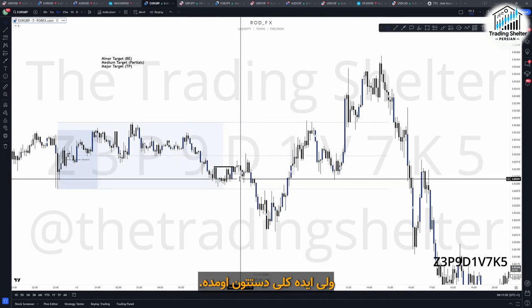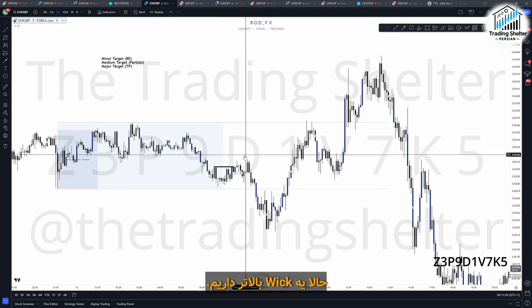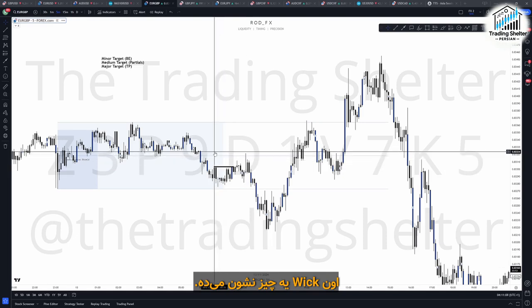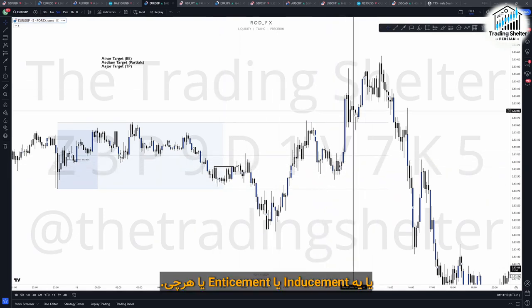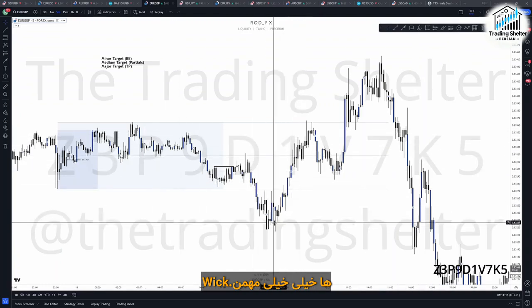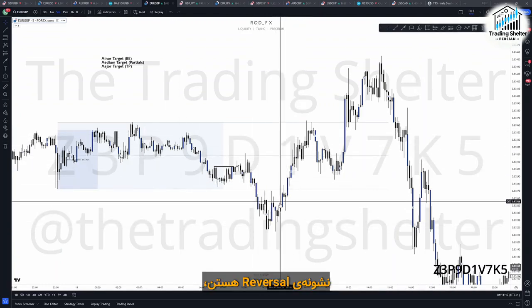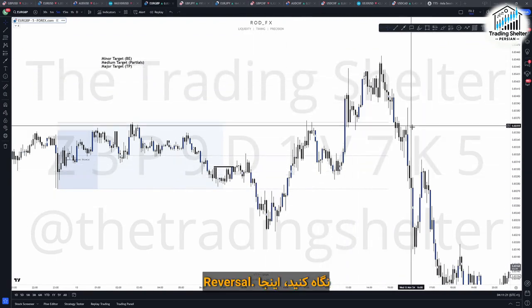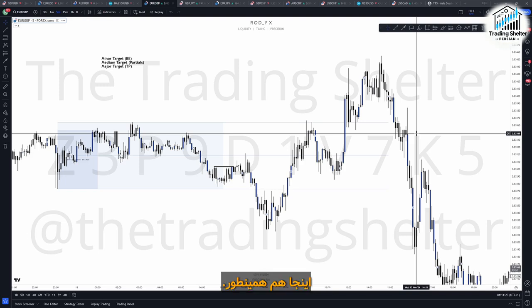Now there's a wick higher. That wick indicates one thing. It's either an inducement or an enticement or whatever, right? Wicks are very, very important. They signify a reversal or a strong reaction. Look, reversal. Here also a reversal from this point. Here, here, here, here, here. Always the same thing. Very, very important.